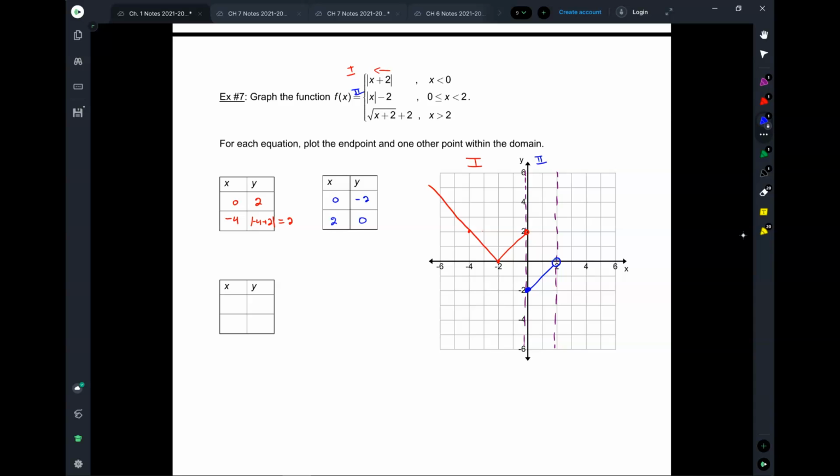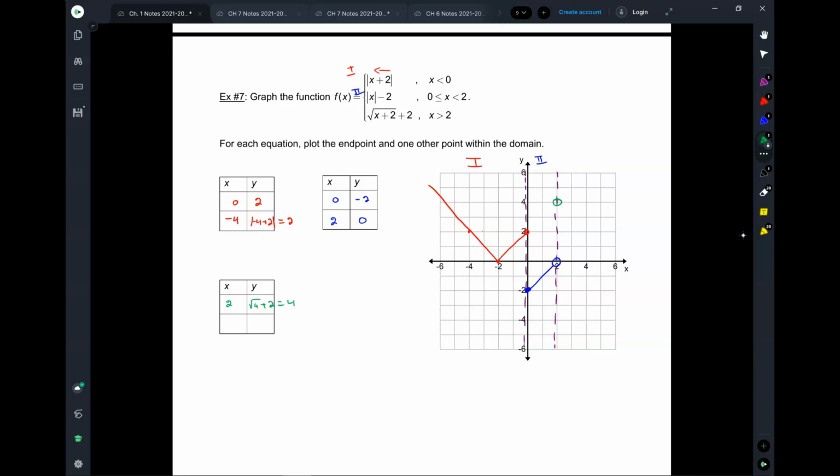Okay. The next one is a square root graph, right? So it's going to look like a square root curve. Okay. What do I first plug in? A 2. And I get root 4 plus 2. Root 4 is 2 plus 2 is 4. And at 2, it's 4. Open or closed? Open. We got 2 open circles there. That's fine. We just can't have 2 closed ones.